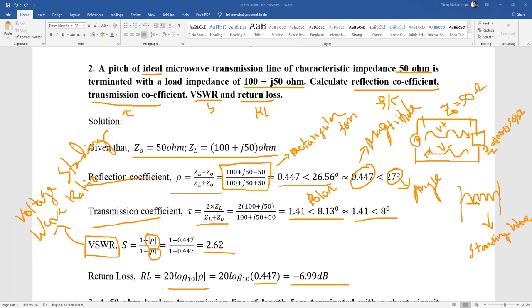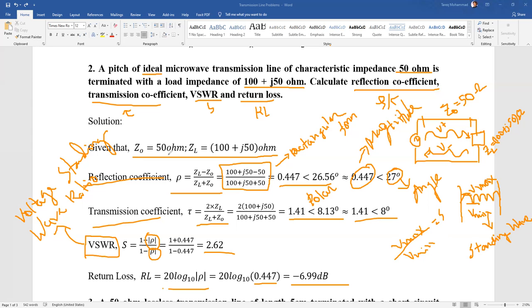Here you know the minimum and maximum, two values are there. Maximum amplitude is known as the V max, and the minimum amplitude is known as the V min. So the ratio of these two is V max by V min, which is equal to S. This is actually called the VSWR, or voltage standing wave ratio.